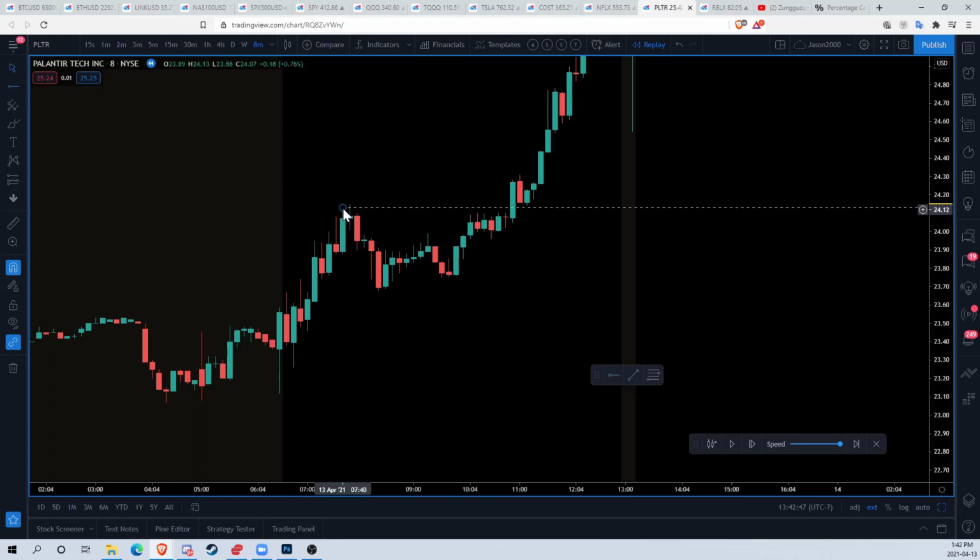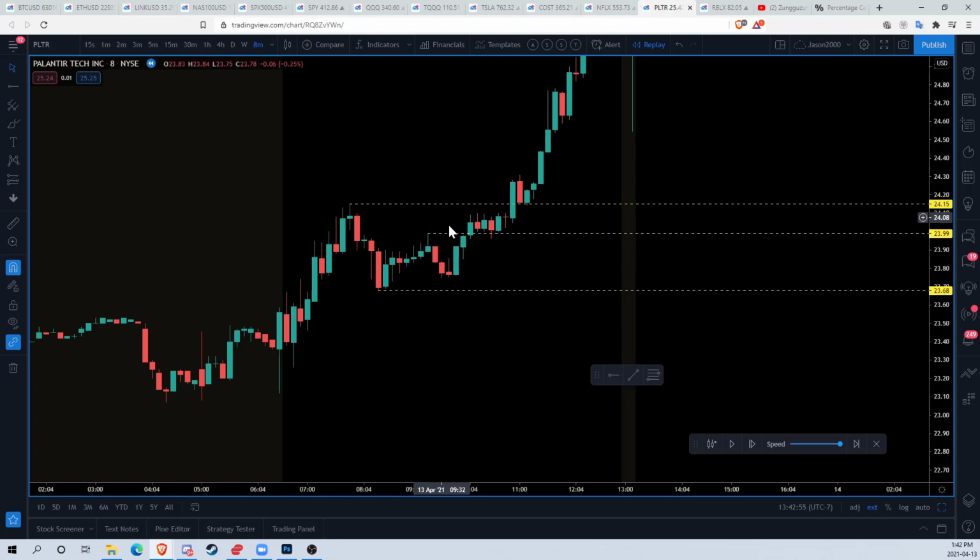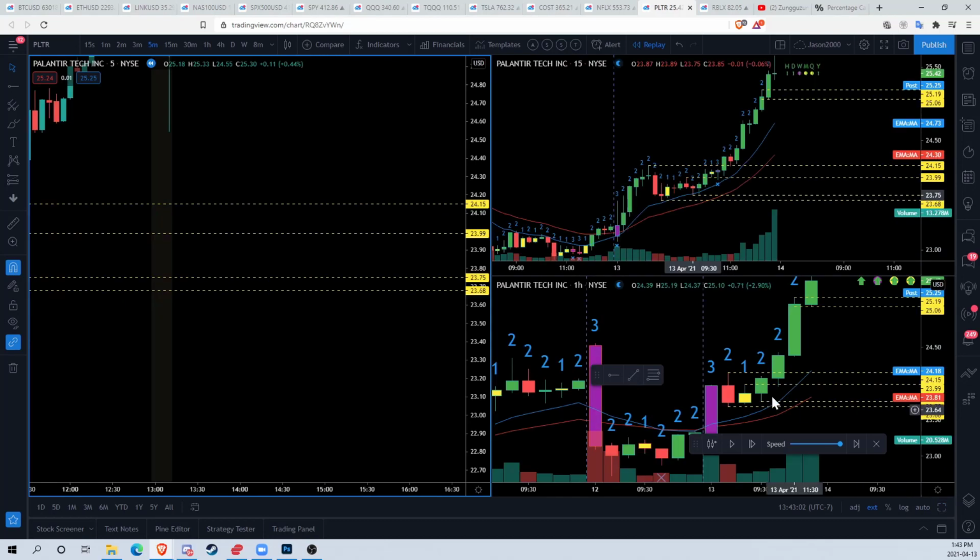Our high. Come on now. Our low. You can do it. Got to give myself a little pep talk. And then our higher low here. Let's go back to our 5-minute time frame and look at that inside bar.